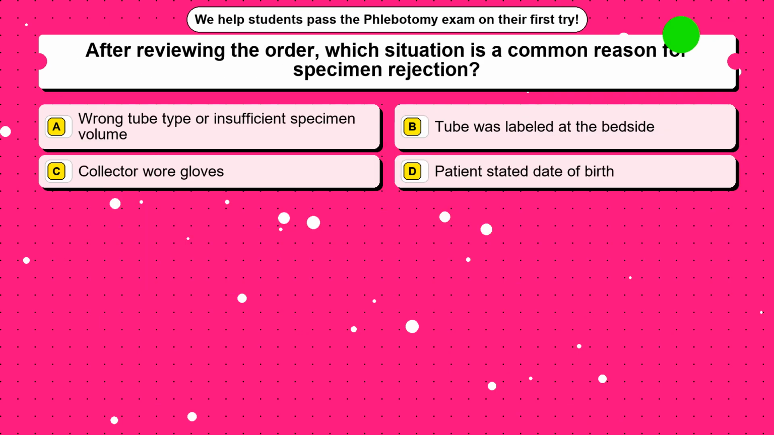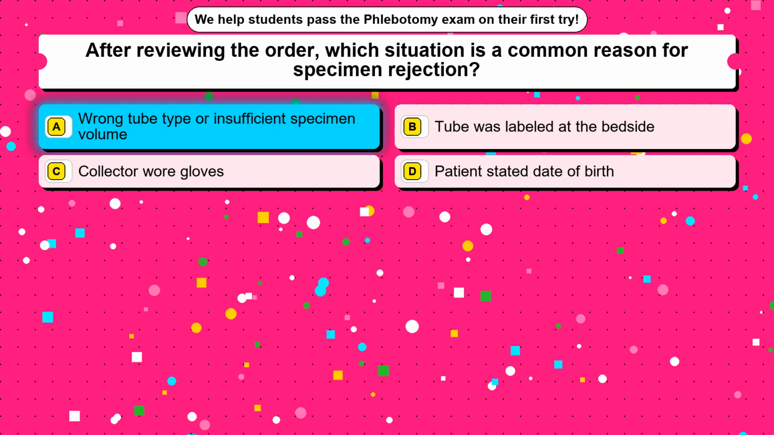Question 66. After reviewing the order, which situation is a common reason for specimen rejection? Option A. Wrong tube type or insufficient specimen volume. Option B. Tube was labeled at the bedside. Option C. Collector wore gloves. Option D. Patient stated date of birth.